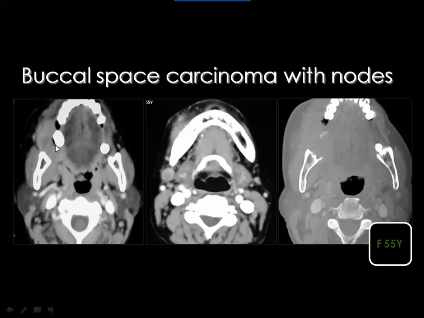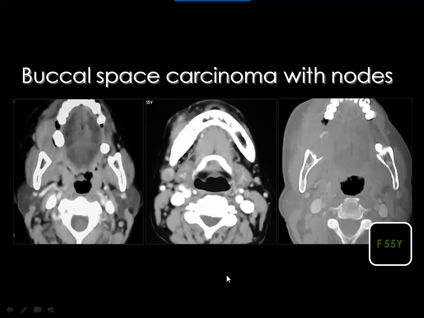Both spaces are infiltrated, and this is the medial border of the mass, which in this example did not involve the tongue, but it is located in the buccal space and extended to the retromolar trigone and the pterygomandibular raphe. And you can appreciate, I don't think this is true, if there is some erosion here, but this is some irregularity which is related to the mandible.